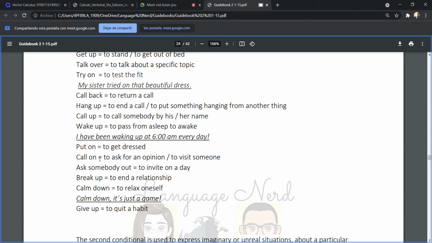Then we have call on. Call on means to ask for an opinion or to visit someone. So you can say, yesterday I called on my grandmother.